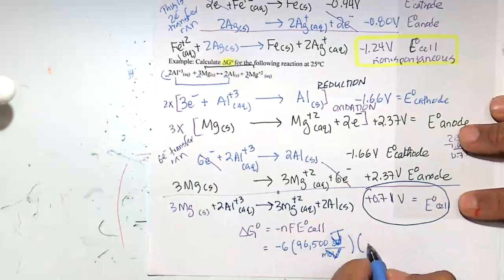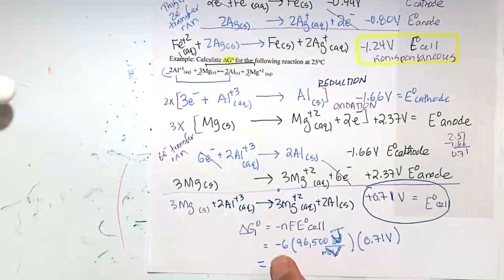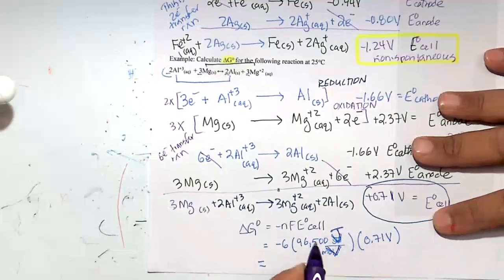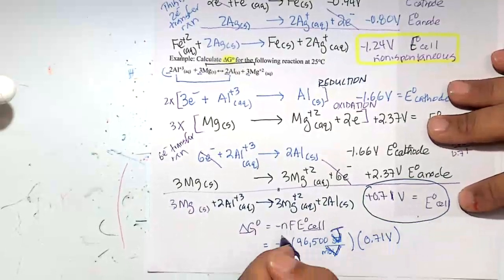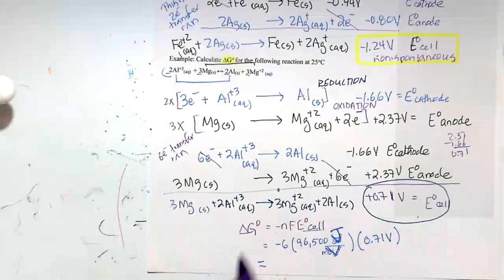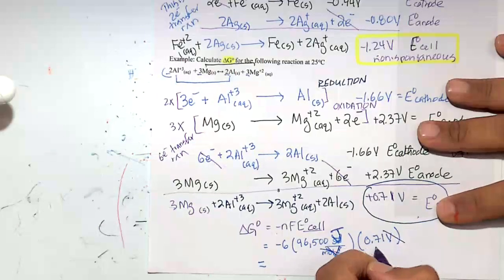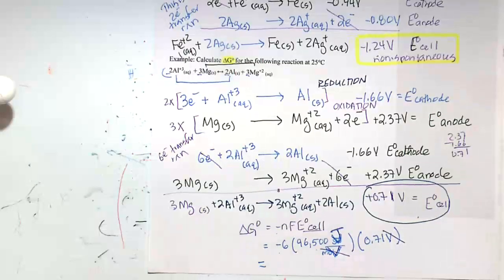What is E cell? We just calculated that as positive 0.71 volts. Make sure you put the right units in on your exam. I think a lot of students are not putting in the units. The right way to do this is to put the units on. So 96,500 joules over volt. I'll give you this constant and the right units. E cell, which is what we just calculated, minus n. This is a 6-electron transfer reaction. So volts cancel. What's 0.71 times 96,500 times minus 6?